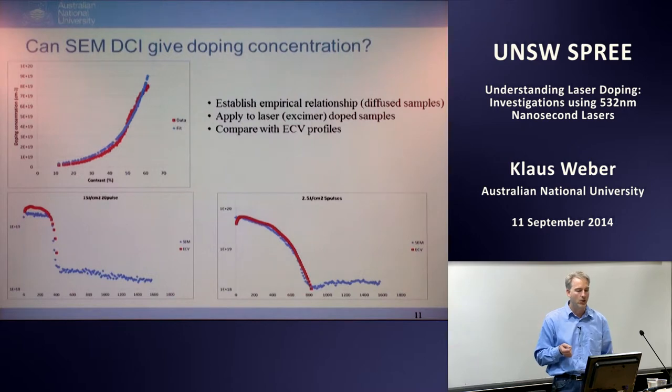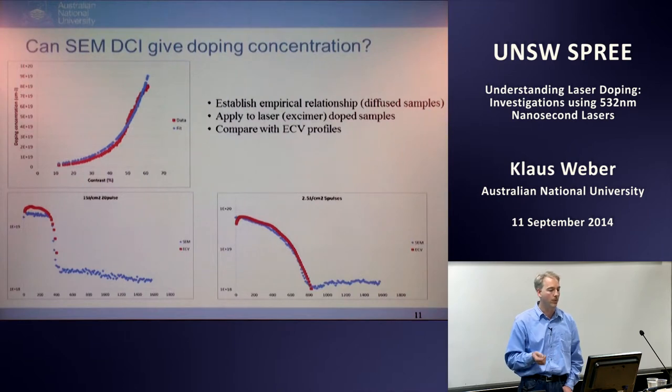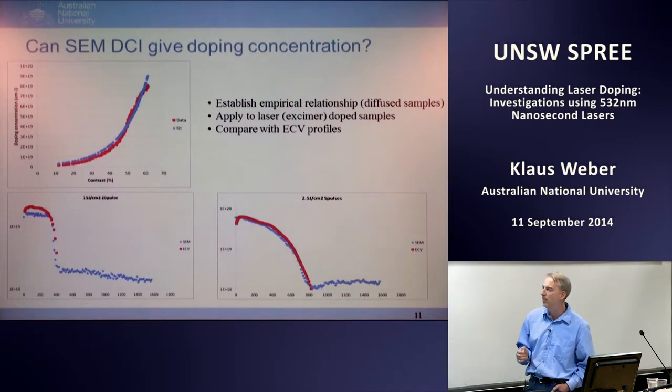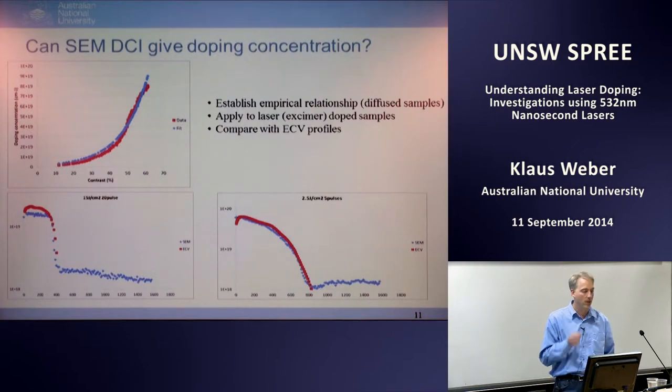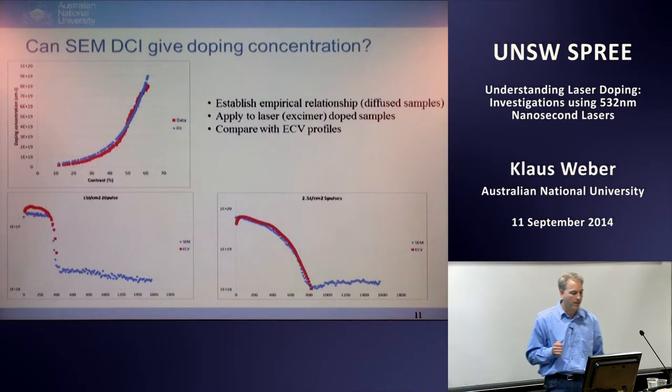And in this case, because we wanted to once again be able to independently measure those laser doped regions with another technique, also with ECV, we used an excimer laser, which gives us very large uniformly doped areas, so we can actually do the ECV on them. And what you can see at the bottom, just a couple of examples, is that we can get reasonable agreement between what the SEM tells us the doping concentration is and what ECV tells us. It's not perfect, there's a couple of funny features here.